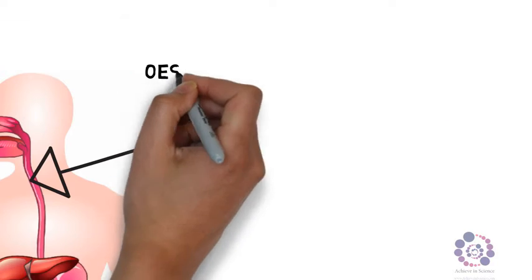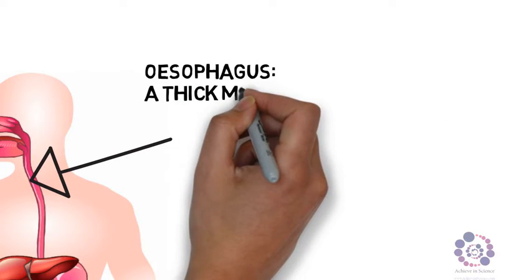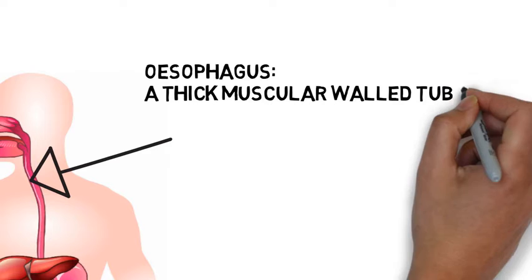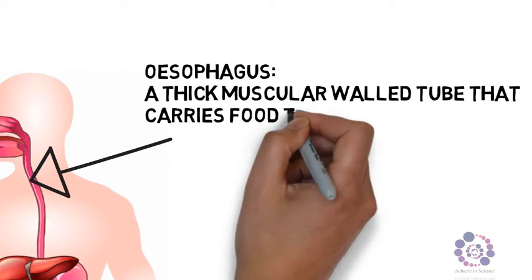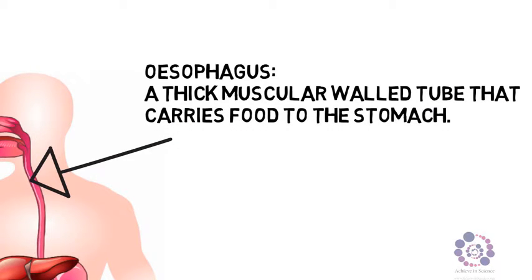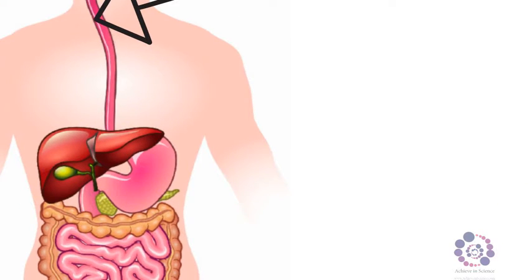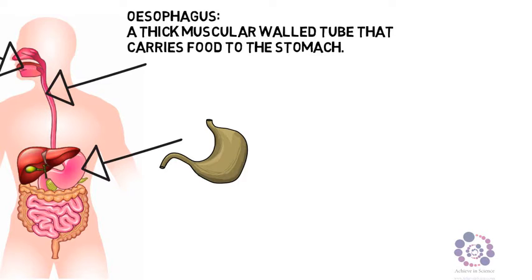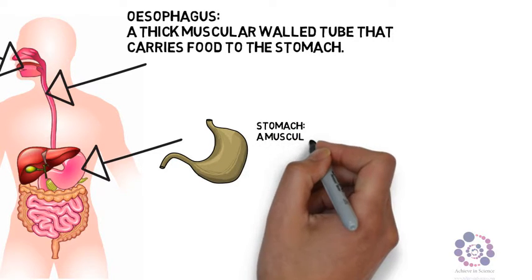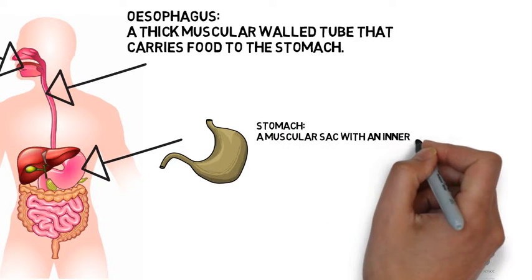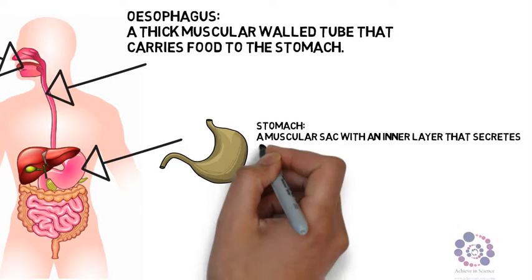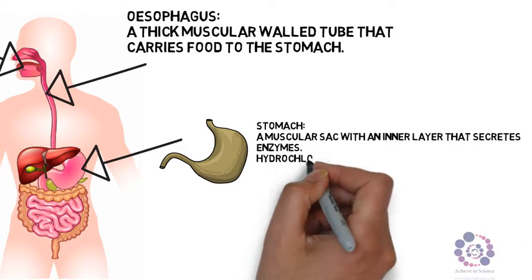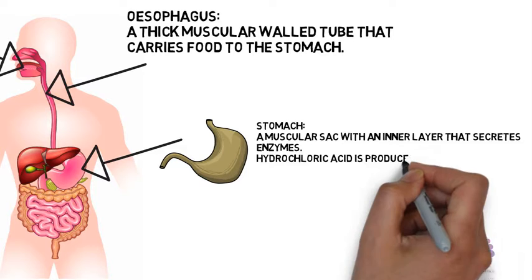Next, we move our food down the esophagus. This is a thick muscular walled tube that carries food into the stomach. The food then reaches our stomach, which is a muscular sac with an inner layer which secretes enzymes. It also produces hydrochloric acid. This is there to kill any bacteria, and it is also there to help break down the food.